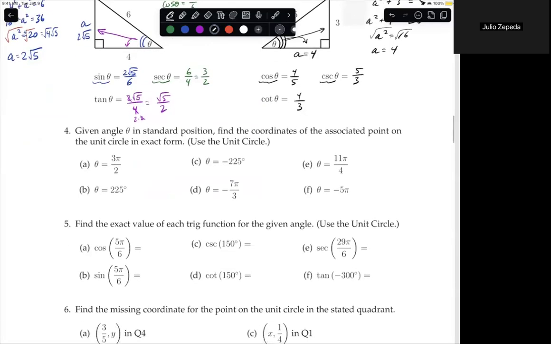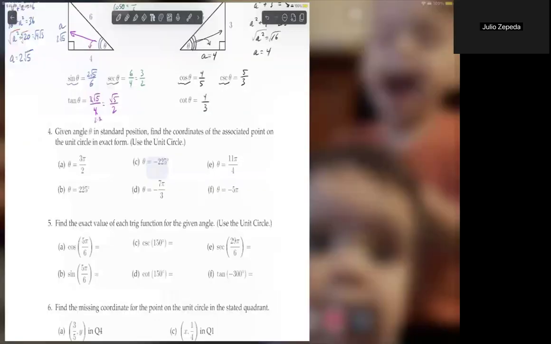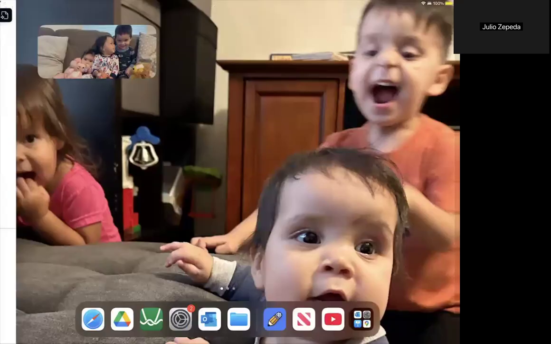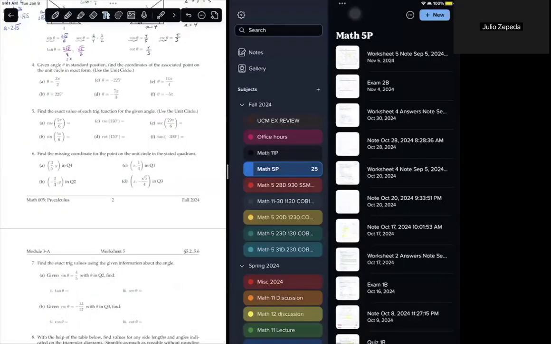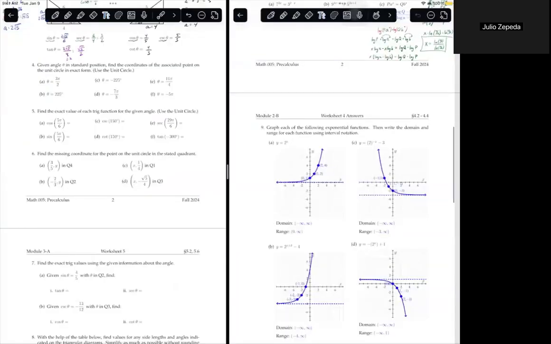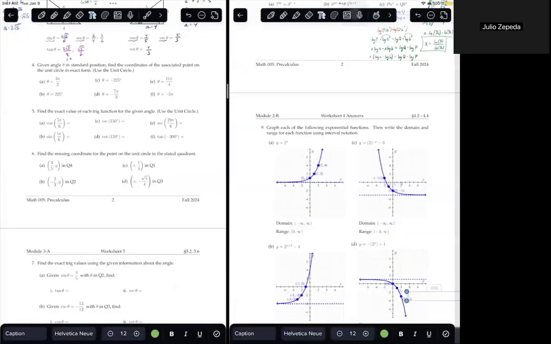All right, with problem number 4, let's see if we can get another screen here. And worksheet 4 answers and arts. Oh, no, this is worksheet 5, right?